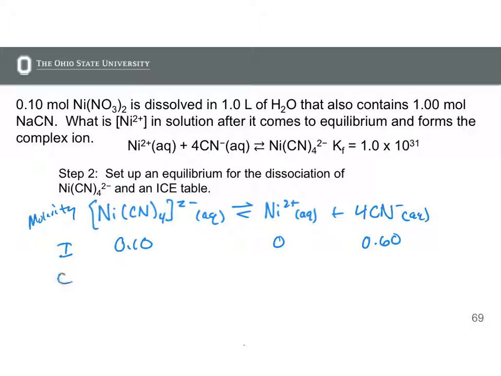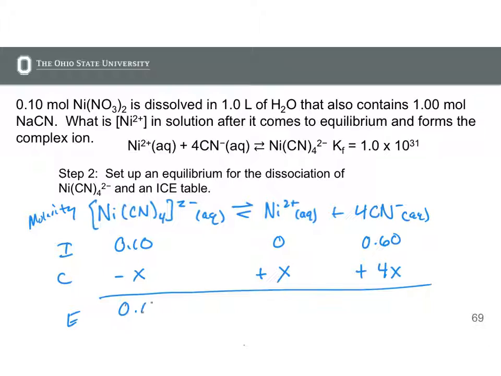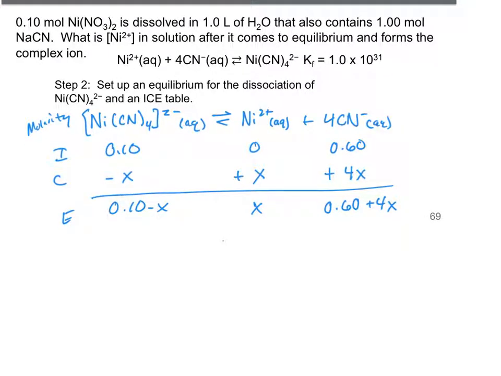When the nickel complex dissociates, we're going to lose some amount X of the complex ion. We're going to form some amount X of the nickel, and we're going to form plus 4X for CN minus. Again, the stoichiometry. Okay? So at equilibrium, we're going to have 0.1 minus X for the nickel complex, X moles per liter of the nickel ion, and 0.6 plus 4X for CN minus. We were given a Kf value, that's for the formation of the complex ion. But now we're looking at the dissociation, so we need our Kd value, and that's 1 over the Kf value. Kf was 1 times 10 to the 31, so Kd is going to be 1 times 10 to the minus 31.